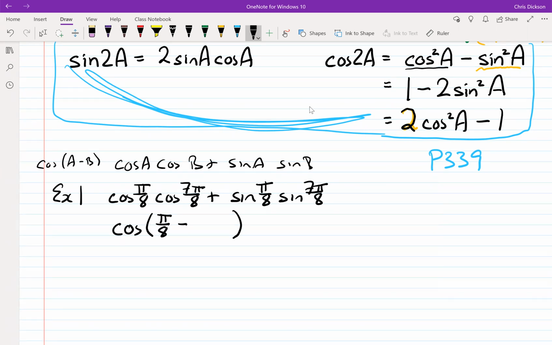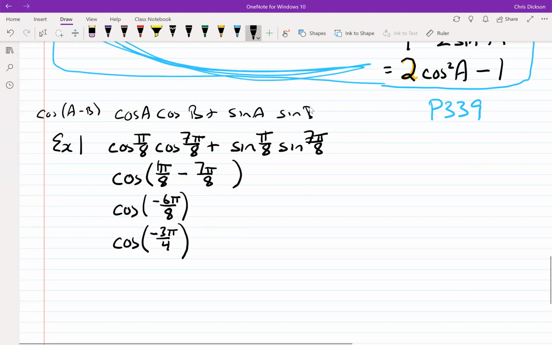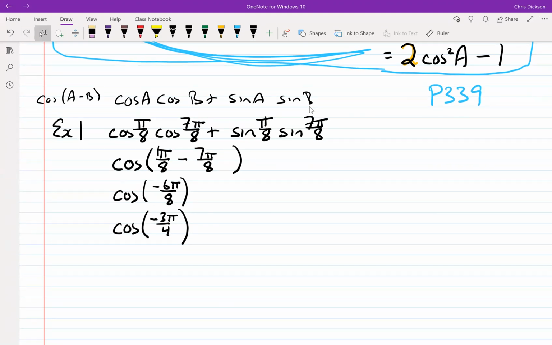And now I'm minusing 7 pi over 8. And so that's going to give me cos of 1 minus 7, which is negative 6 pi over 8. And if I reduce that down, I get cos of negative 3 pi over 4. And now I've got to be careful here because I've seen that ratio before, that pi over 4 business. That's a 45-degree angle of some kind. So I'm going to sketch this thing.